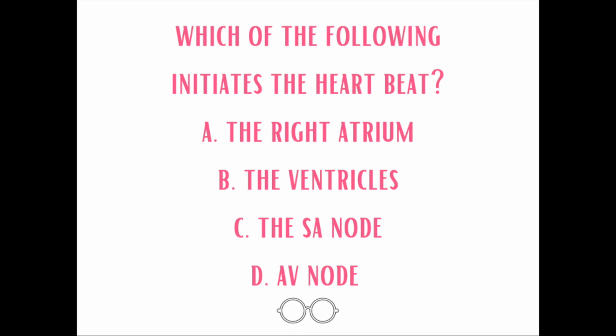Alrighty guys, question number 22. Which of the following initiates the heartbeat? A, the right atrium, B, the ventricles, C, the SA node, or D, the AV node? The answer here is C, the SA node, which is also known as the heart's pacemaker. This is what initiates the impulses for the atrium to start contracting, which means it starts the heartbeat.